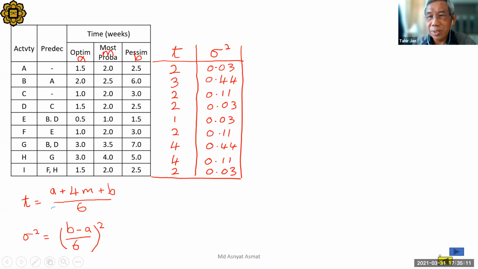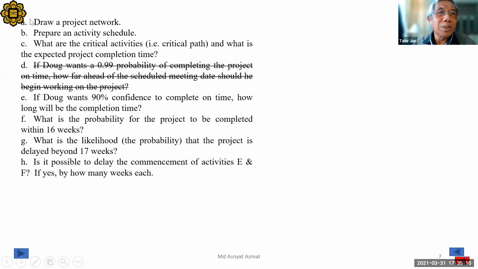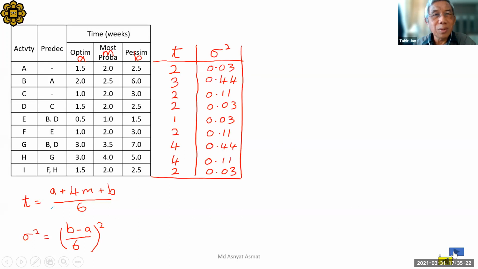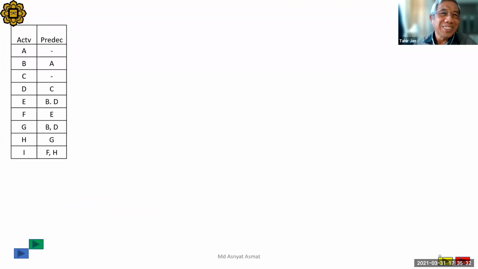What's in question 1? Draw the project network. So where to draw? No space. So I go to the next blank space so that I can draw. I recopy these activities, but without the activity durations, so that we can draw the network. Okay, let's draw.